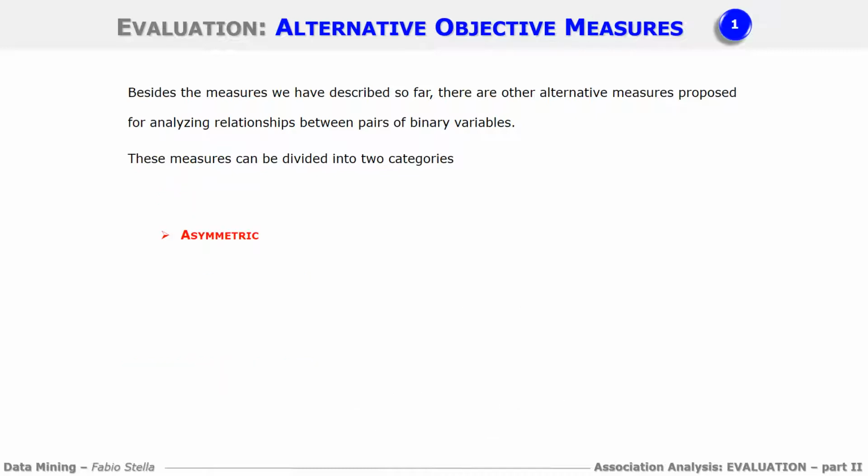We now shift the attention to asymmetric evaluation measures. In particular, an evaluation measure M is defined to be asymmetric if the following inequality holds: M, the evaluation measure of the association rule A implies B, is different from M, the evaluation measure of the association rule B implies A. A typical example of an asymmetric evaluation measure is offered by confidence.